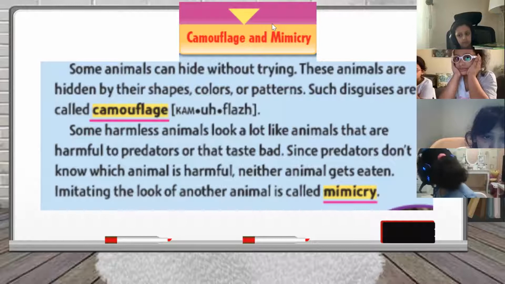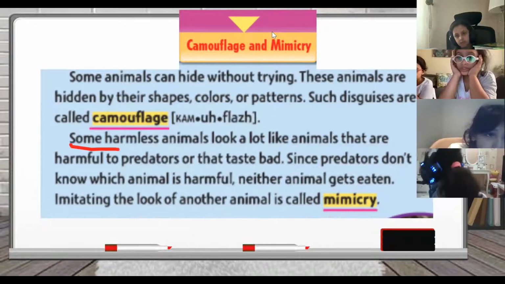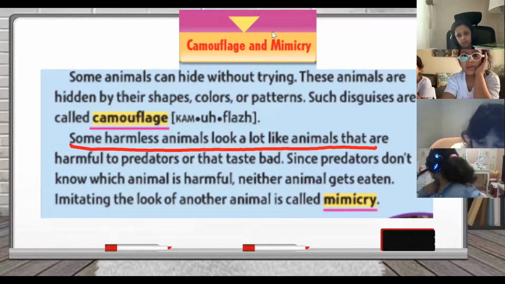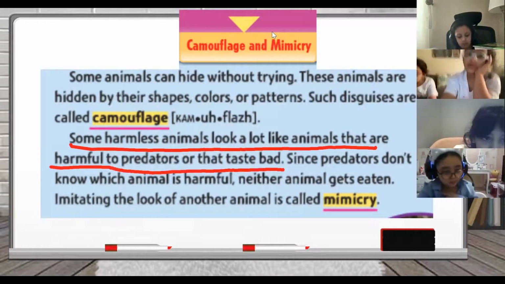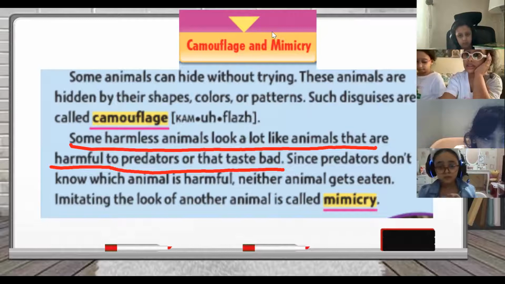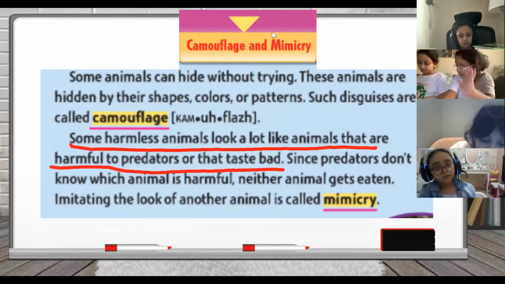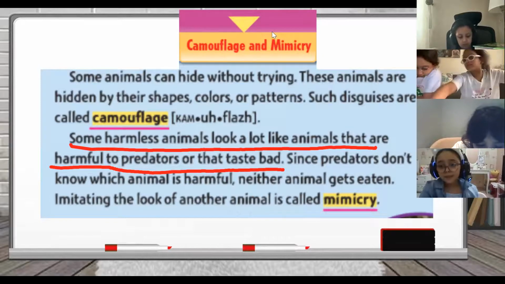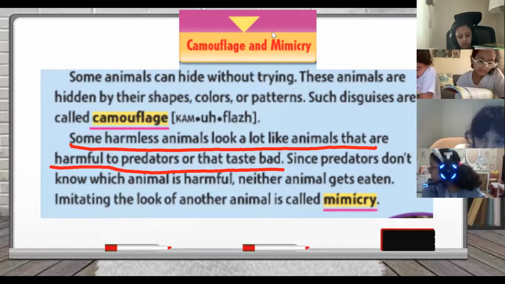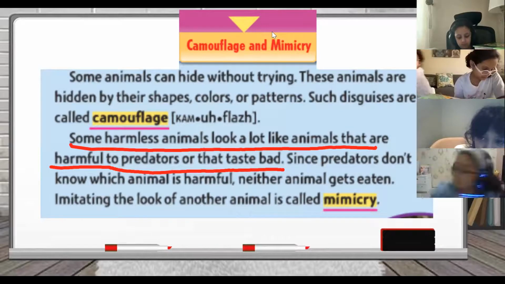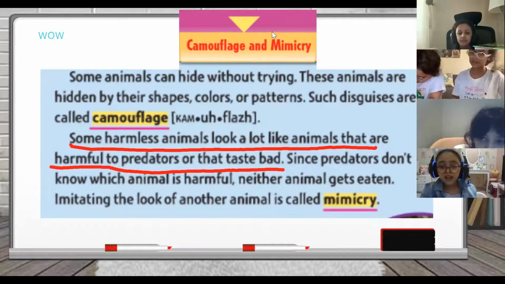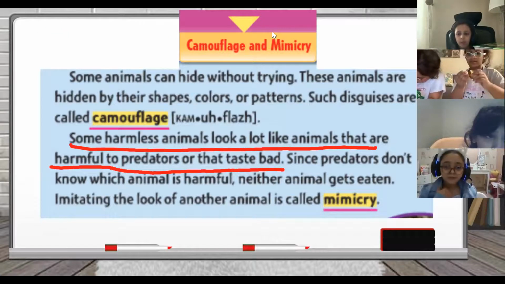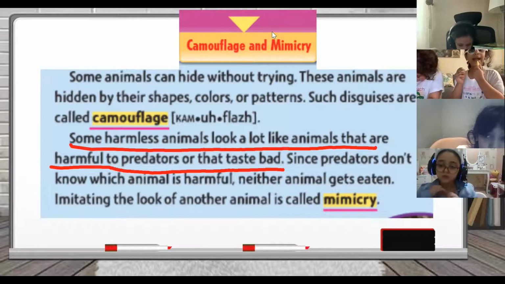So let's underline together. Basically, some harmless animals look like animals that are harmful to predators or taste bad. So some animals can pretend to be other animals. Maybe they are harmless, but they pretend to be harmful by the color of their bodies or the shape or even the pattern. So for example, the butterfly you saw looks like a leaf, or the owl. So when birds try to eat them, they will be scared and run away.